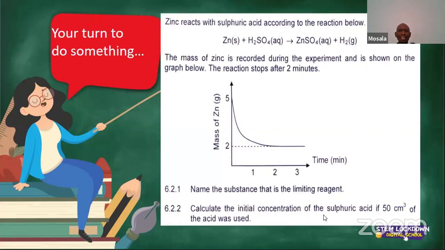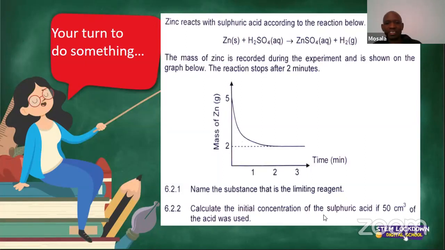Now, let's look at this particular reaction in the remaining minutes. You have been told that zinc reacts with sulfuric acid according to the reaction below. And then the mass of zinc recorded during the experiment is shown below. So the reaction stops after 2 minutes. So the first question here is: name the substance that is the limiting reagent.